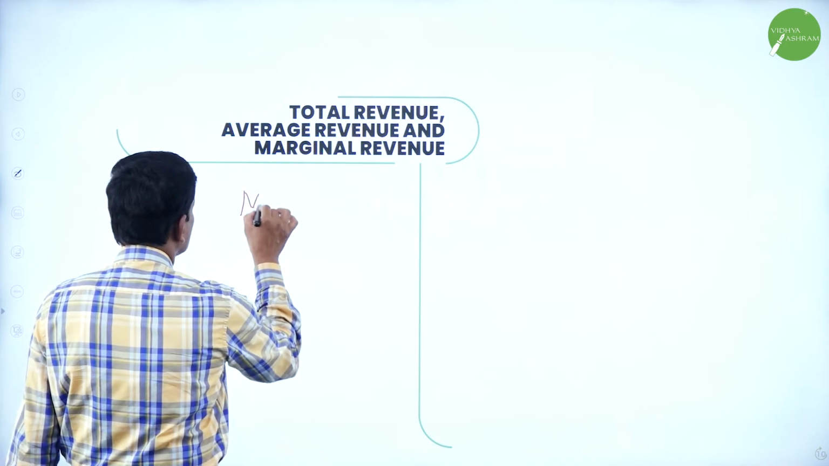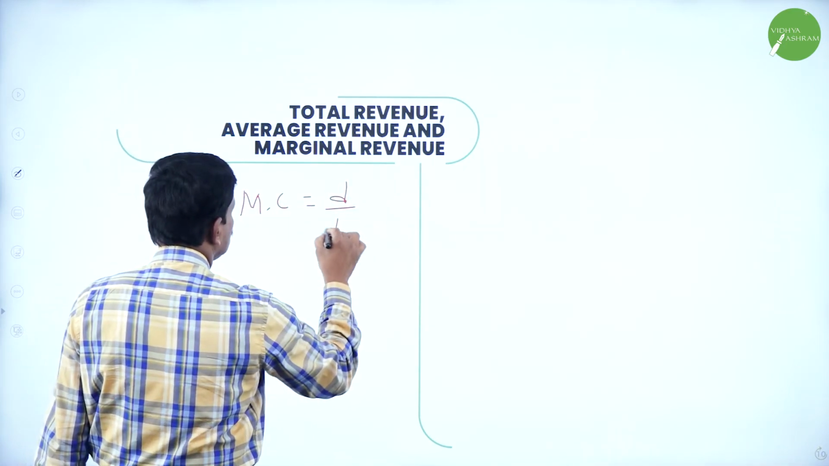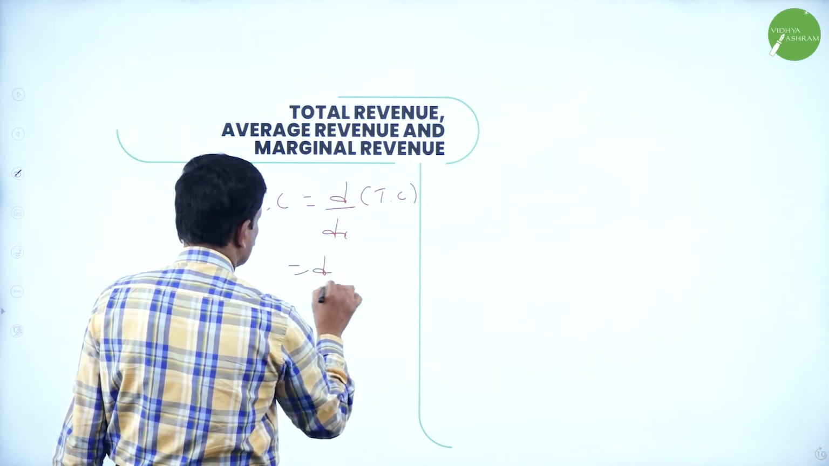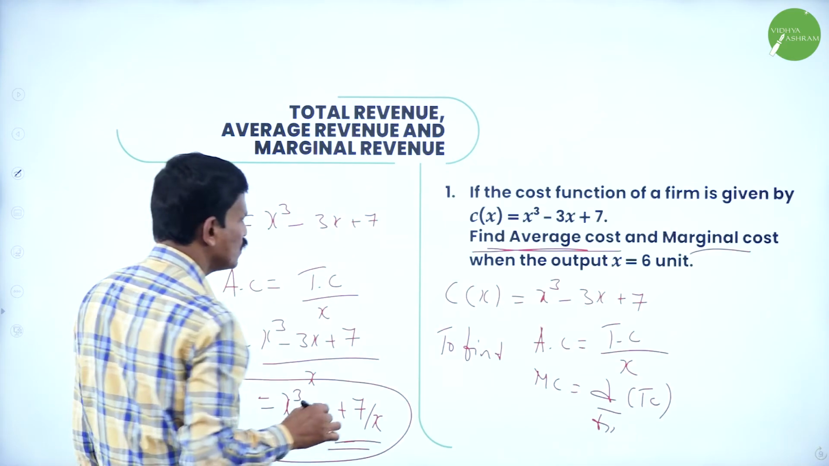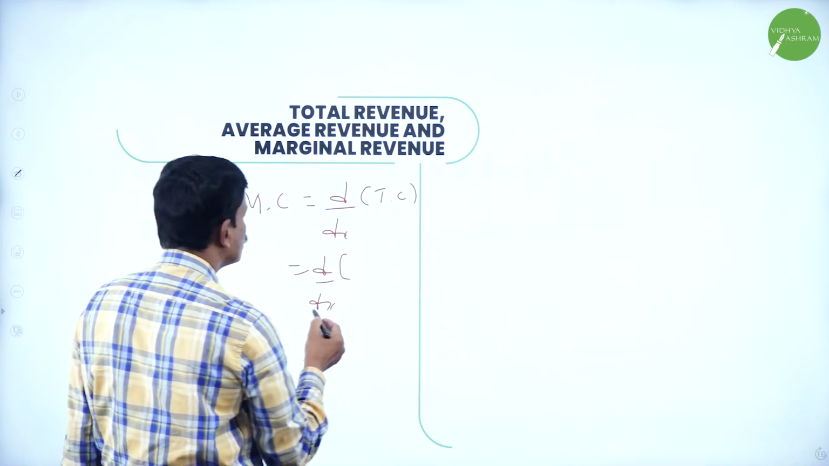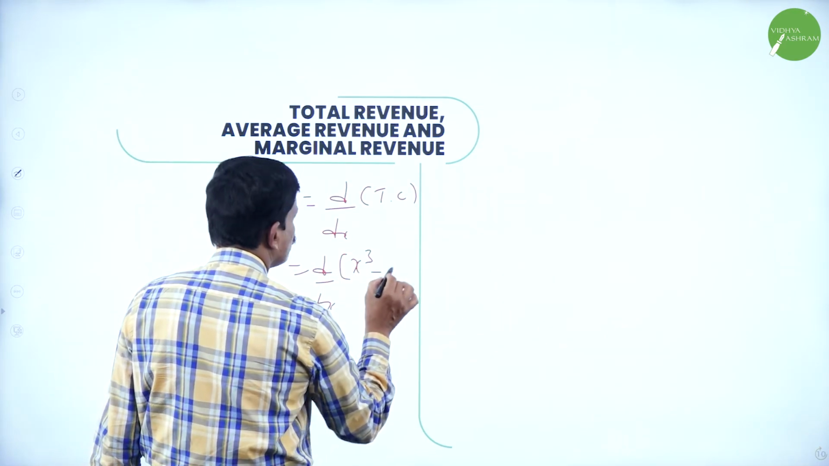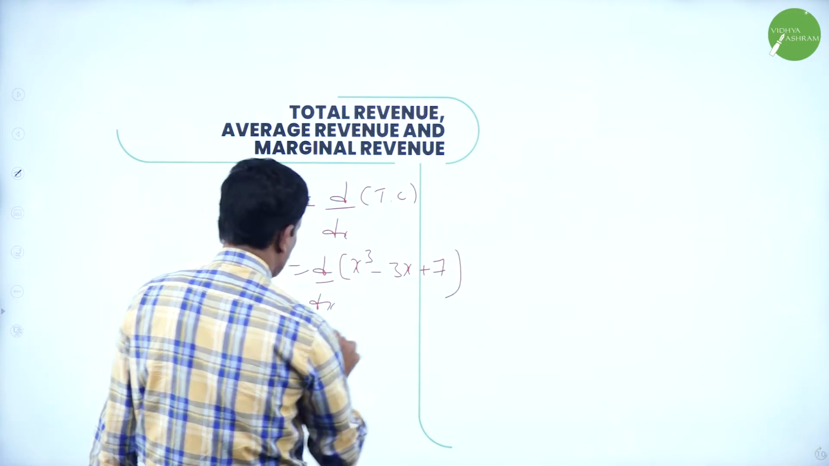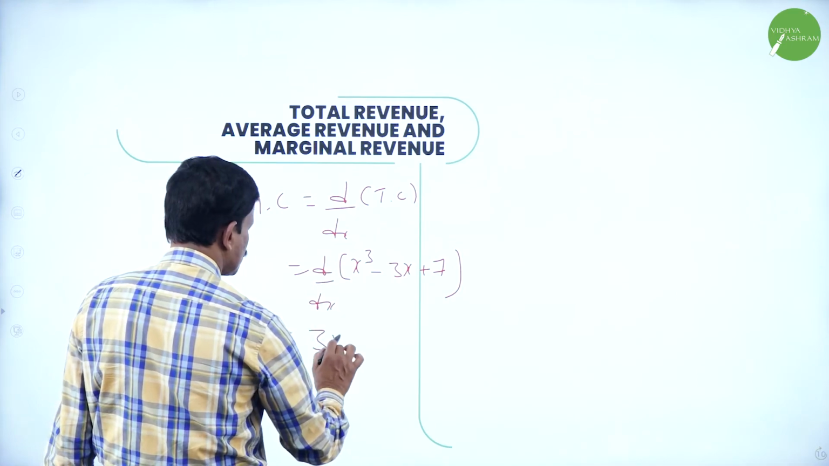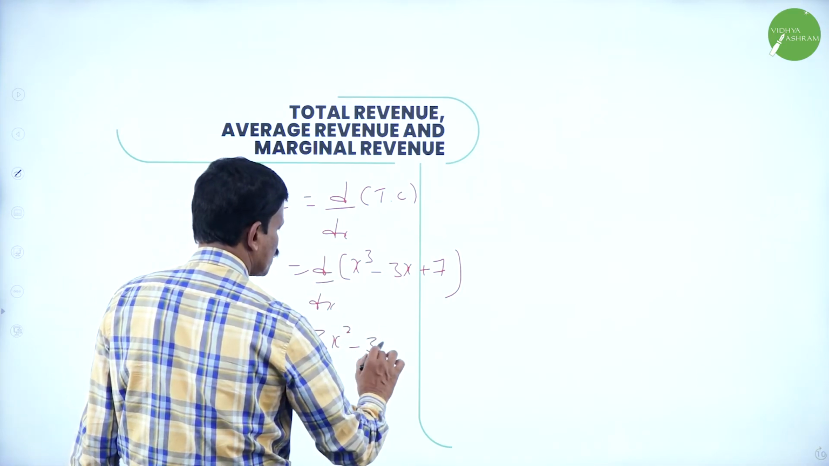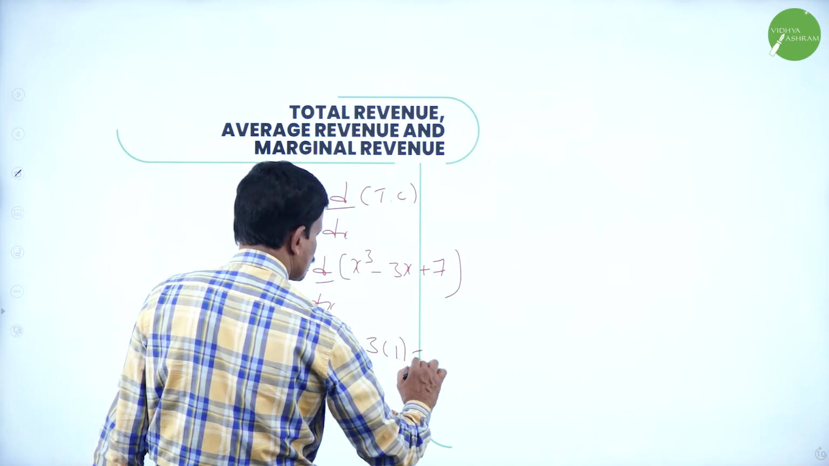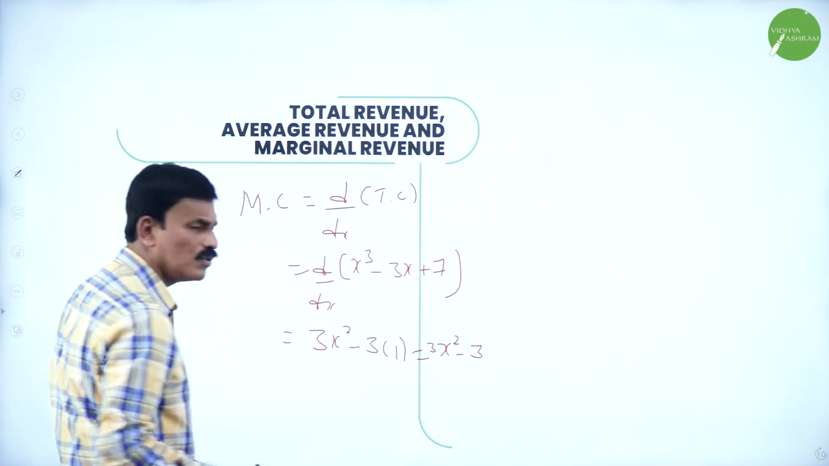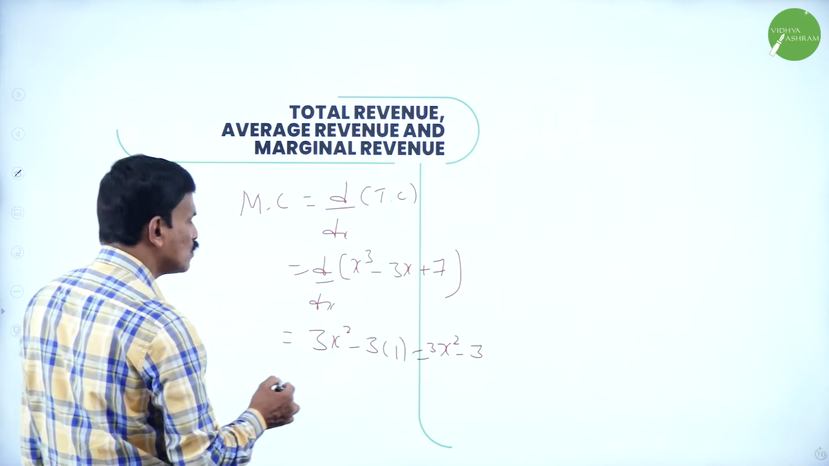Now the marginal cost, MC, is equal to d by dx of the total cost. So that is nothing but d by dx of the given function, x cube minus 3x plus 7. Now differentiate it. Differentiation of x cube is 3x square, minus 3 into differentiation of x, which is 1, plus 7 is a constant. This is nothing but 3x square minus 3. Now, what is the value at x is equal to 6 units?